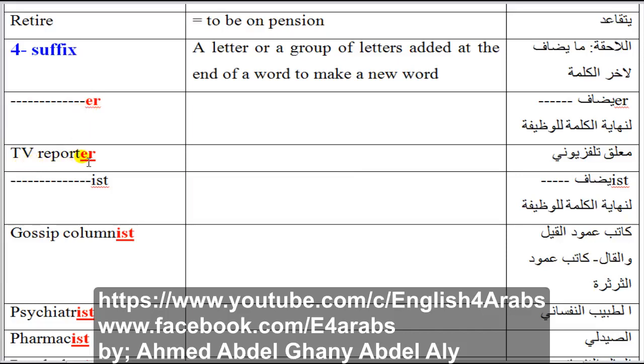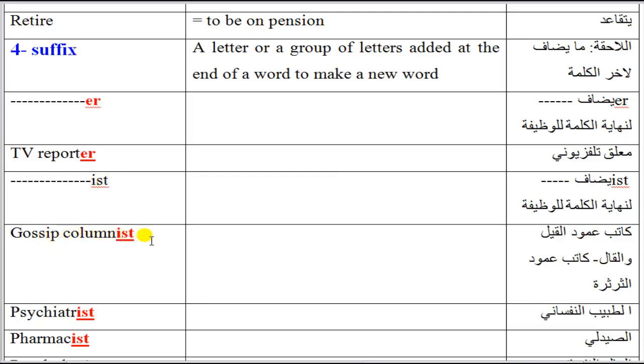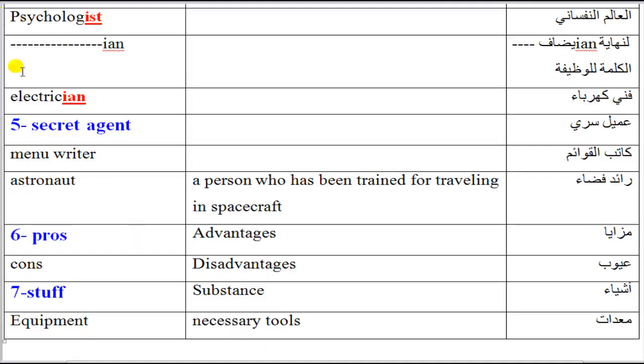Er, TV reporter, like driver. Ist, gossip columnist. Here with ist we change it to columnist. Psychiatrist, ist. Pharmacy, when we put ist, is the person who works in the pharmacy. Pharmacist. Psychologist, electrician.